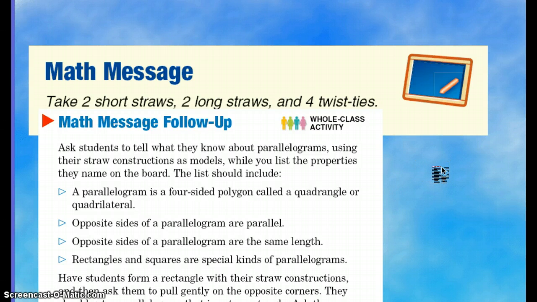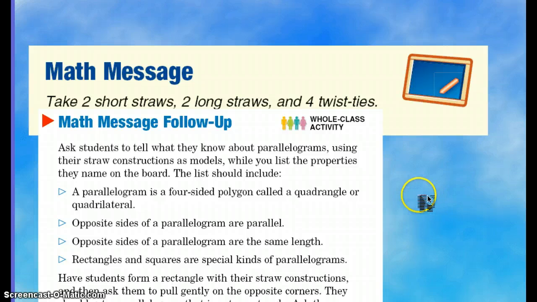Math message. You're going to take 2 short straws, 2 long straws, and 4 twist ties. So I want you to think, what do you know about parallelograms? Using your straw constructions as models, list the properties that you see. They should include: a parallelogram is a 4-sided polygon, and it's called a quadrangle or a quadrilateral. Opposite sides of the parallelogram are parallel. Opposite sides of a parallelogram are the same length. Rectangles and squares are special kinds of parallelograms.